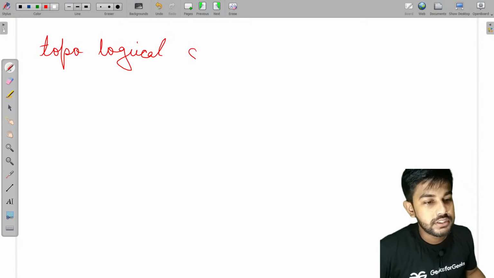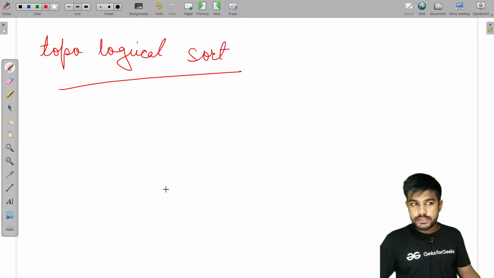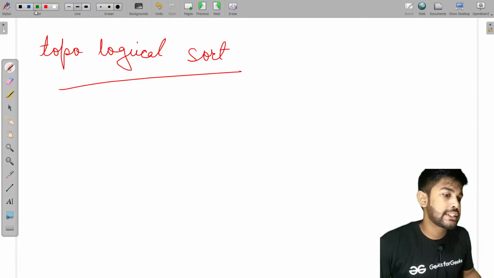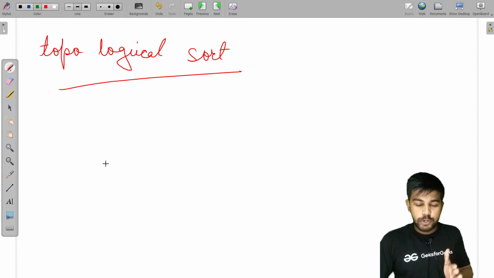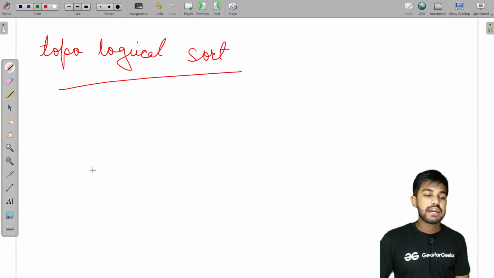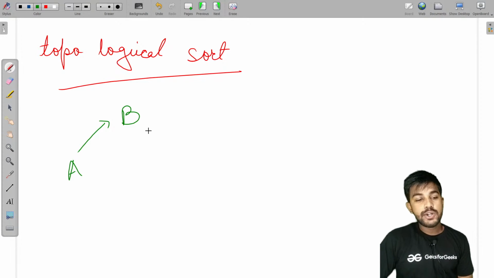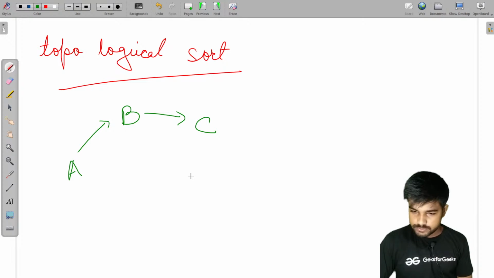Topological sort. Now, what is topological sort? I would explain why topological sort can be used. Suppose there is a course A, and to learn course A, I need to learn course B, and to learn course B, I need to learn course C. Good to go.